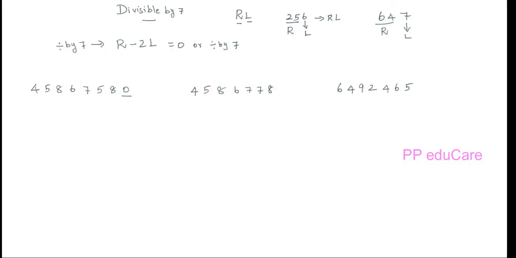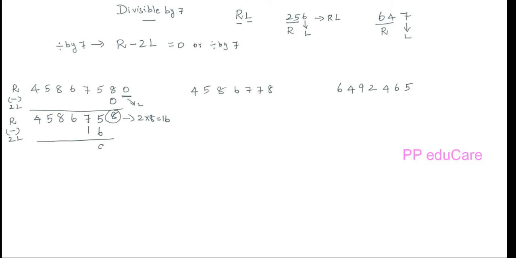Now look at the first number. Since the last digit is 0, 2L is 0. This 0 is 2L and the remaining digits are R. Subtract this 2L from R. The resulting value will be 8, 5, 7, 6, 8, 5, 4. Here the last digit is 8 and 2 times 8 is 16. Subtract this 16 from the remaining digits. This 16 is 2L, the remaining digits are R. Subtract this 2L from R. The resulting value will be 9, 5, 6, 8, 5, 4.